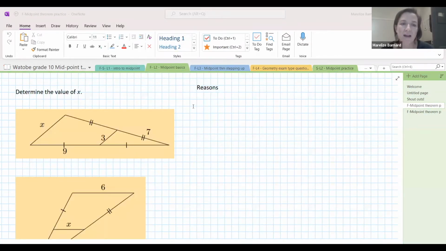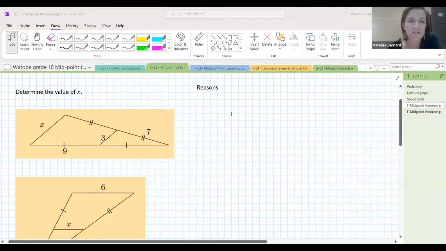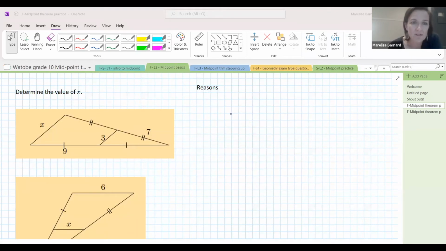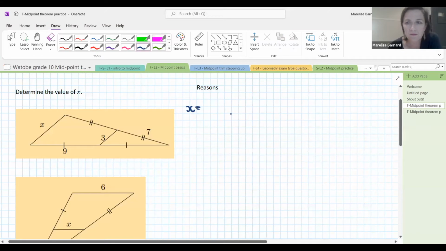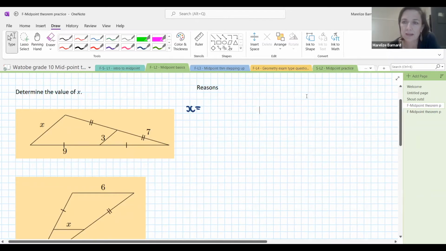Okay, so let's start practicing our questions. Let's see this first question. We have to determine the value of x. Have a look at the question. And in the chat, put down what is the value of x and what is the reason. What is the value of x? And then put your reason there as well. This is for question 1.